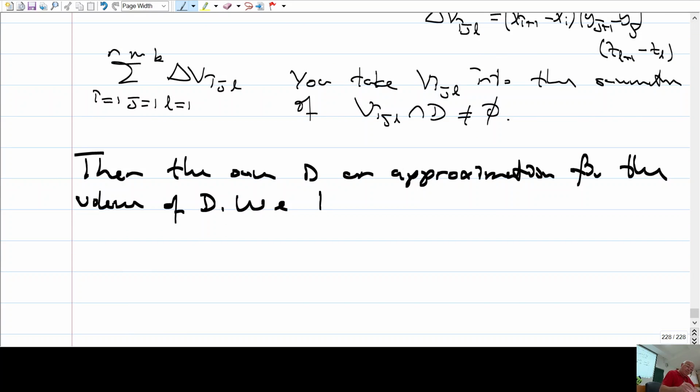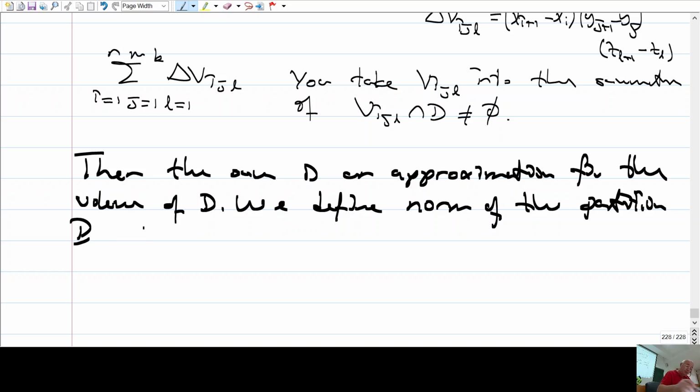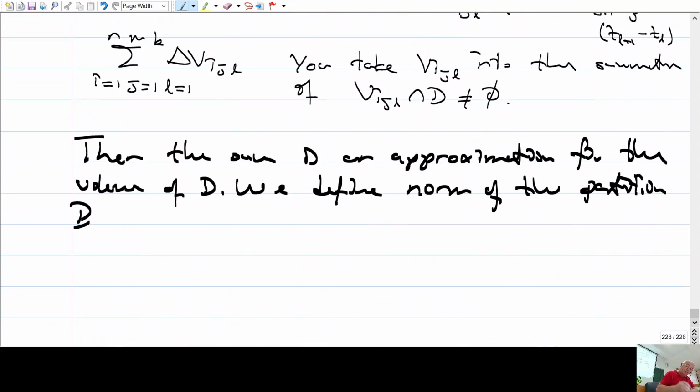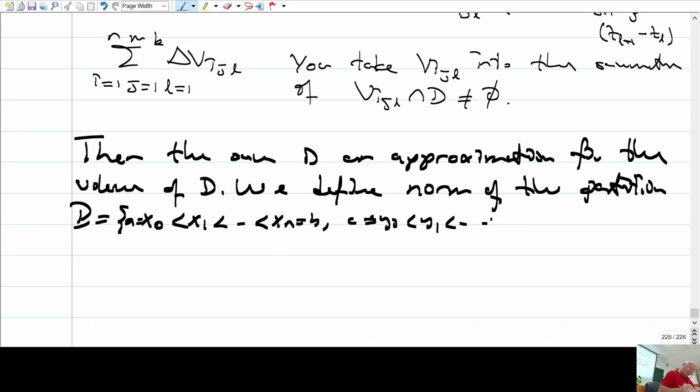We define the norm of the partition P. P is the following. Our partition has x0, x1, up to xn, from A to B, then y0, y1, up to ym, from C to D, and z0, z1, up to zk, from E to F.